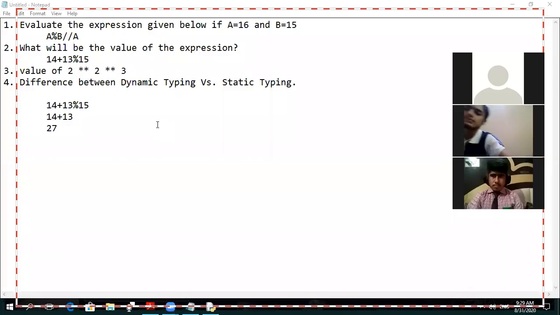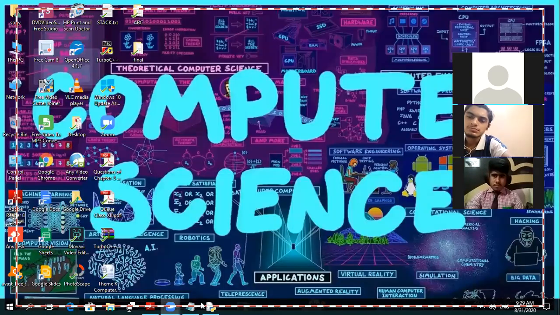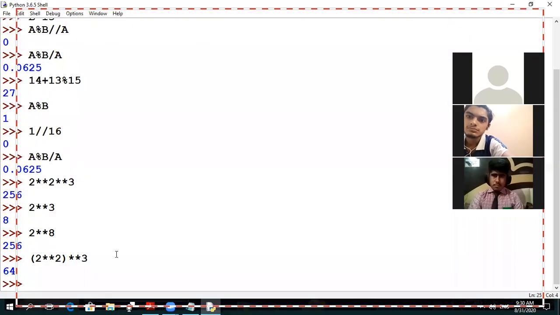The definition of dynamic typing versus static typing is: in static typing, a data type is attached with a variable when it is defined first and it is fixed. Now see here, suppose I am writing A equals to 19. That means this is called static typing. Static typing means here A has the value 19, that means A is a variable of integer type.